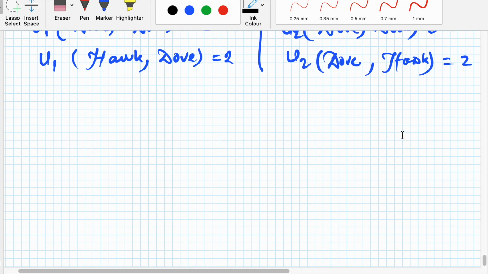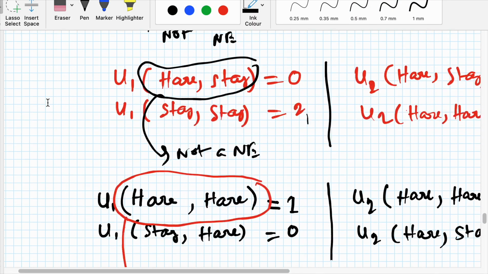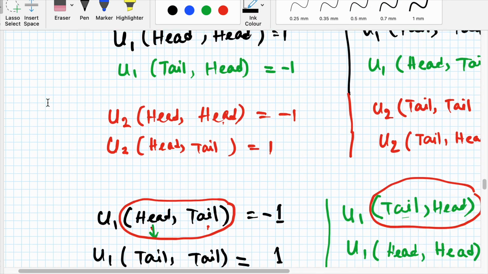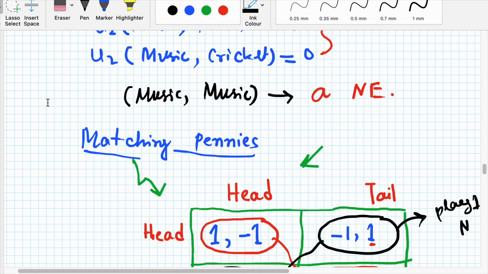Now we will go to the question: is there some way from which we can get a Nash equilibrium for a situation like the matching pennies game? Is there any possible solution?